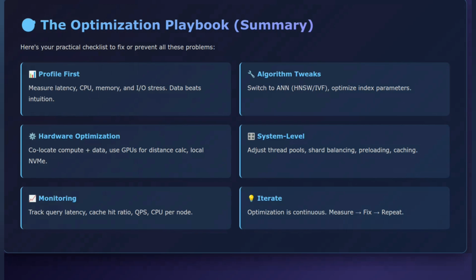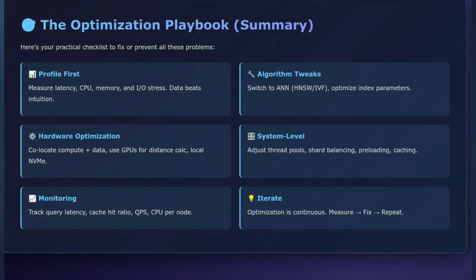Step 2, algorithmic changes. Once you've identified the bottleneck, switch to the right algorithm. If latency is high, use ANN, HNSW. If storage is high, use quantization. If throughput is low, optimize index parameters. This is where most of the gains come from.